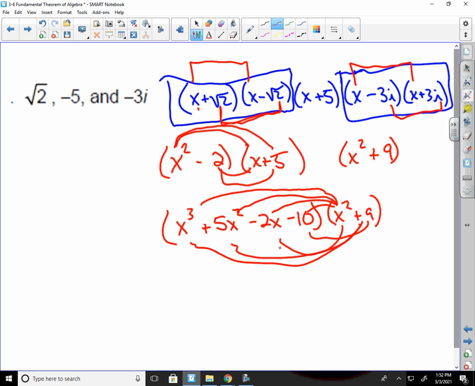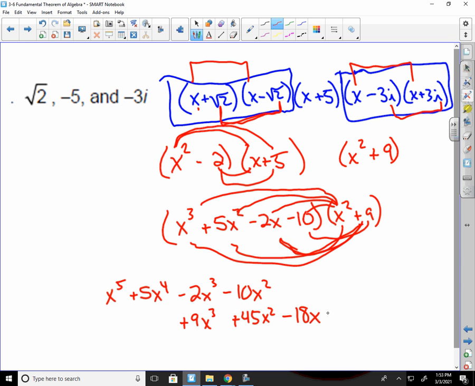I think I accidentally drew this one to the wrong spot, but you get the point. X squared times x to the third is x to the fifth. X squared times 5x squared is 5x to the fourth. X squared times negative 2x is negative 2x cubed. X squared times negative 10 is negative 10x squared. Then distribute my 9. 9 times x to the third is 9x to the third. 9 times 5x squared is plus 45x squared. 9 times negative 2x, that's negative 18x. And 9 times negative 10 is negative 90.